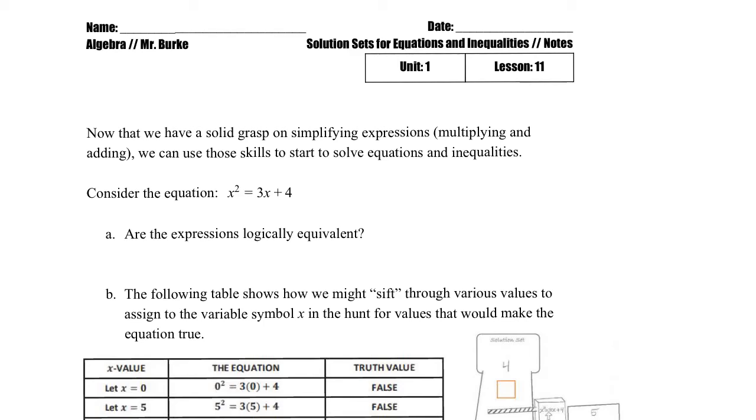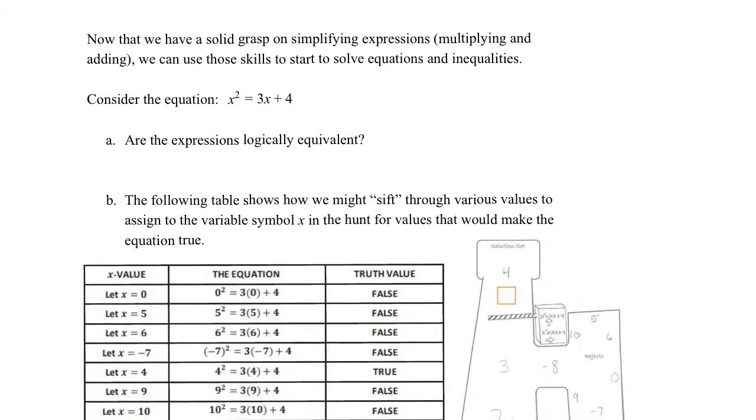All right, so here we go. This is lesson 11. This is solution sets for equations and inequalities. So now that we've gotten to where we have a pretty good grasp on simplifying, so that's going to be your distributive property, your associative and commutative, multiplying and adding like terms, all that kind of stuff, we can start to use all those skills to start working towards solving equations and inequalities, which is where we're going to be heading.